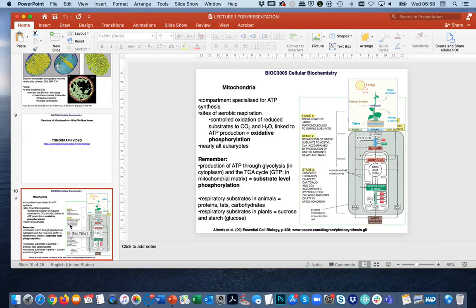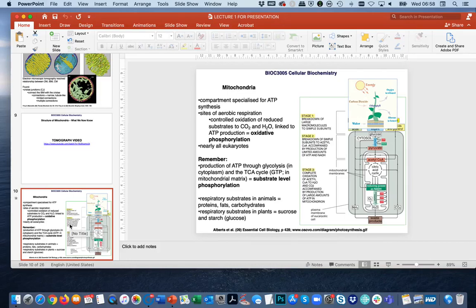All right, so getting on to the function of mitochondria. I think every textbook, every article about mitochondria says something like they are the powerhouse of the cell. Yes, they are the compartment that specializes in ATP synthesis. Okay? They are the sites of what's known as aerobic respiration. Nearly all eukaryotes have mitochondria, not all. Nearly all eukaryotes have mitochondria.